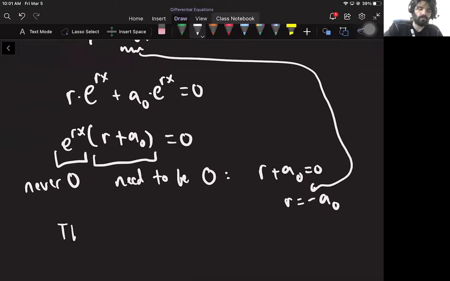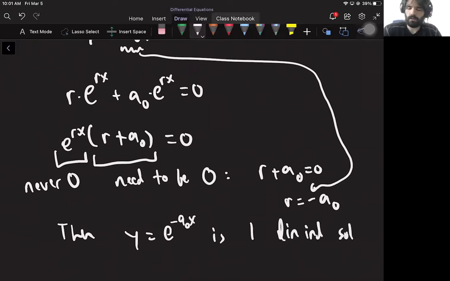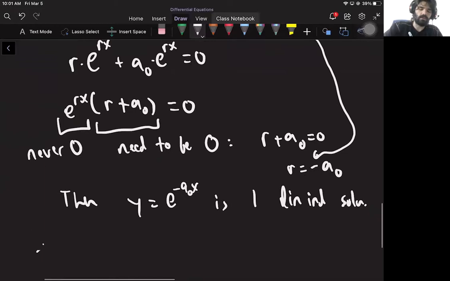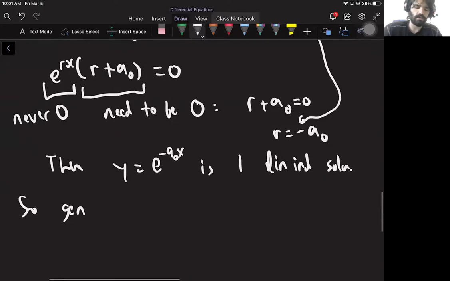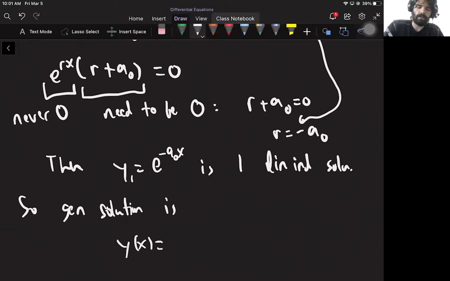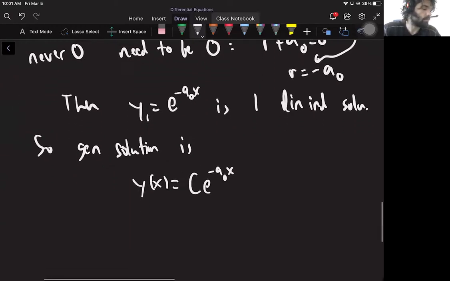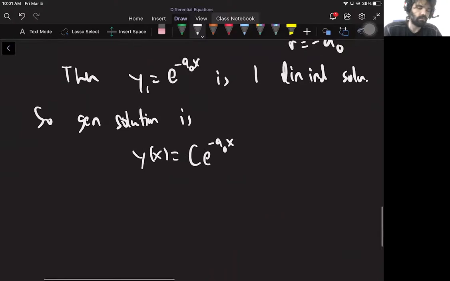So then y equals e to the negative a0 x is the one linearly independent solution. But then the general solution, remember, is a general linear combination of all the linearly independent solutions. There's just one. So then the general solution is a constant times that function. And that's it. So this will be the solution to any first order.